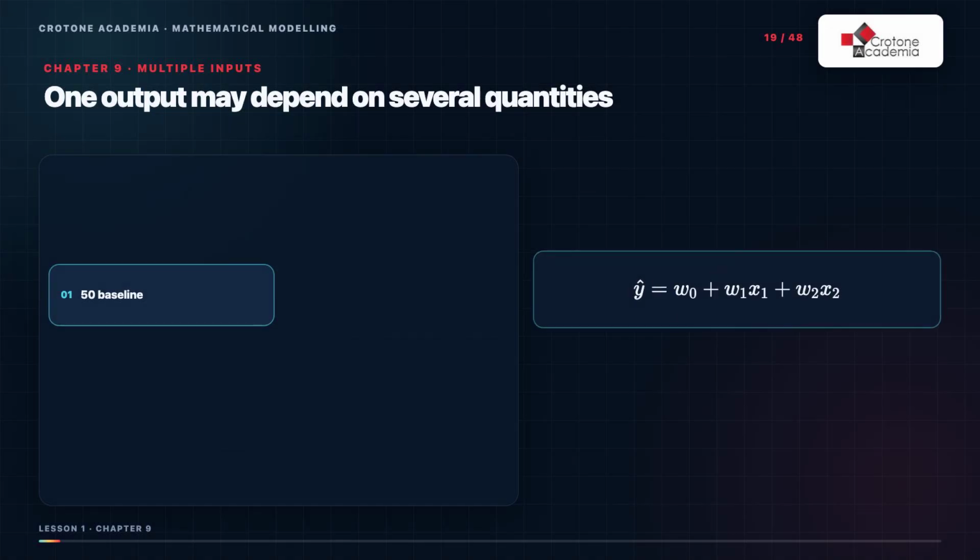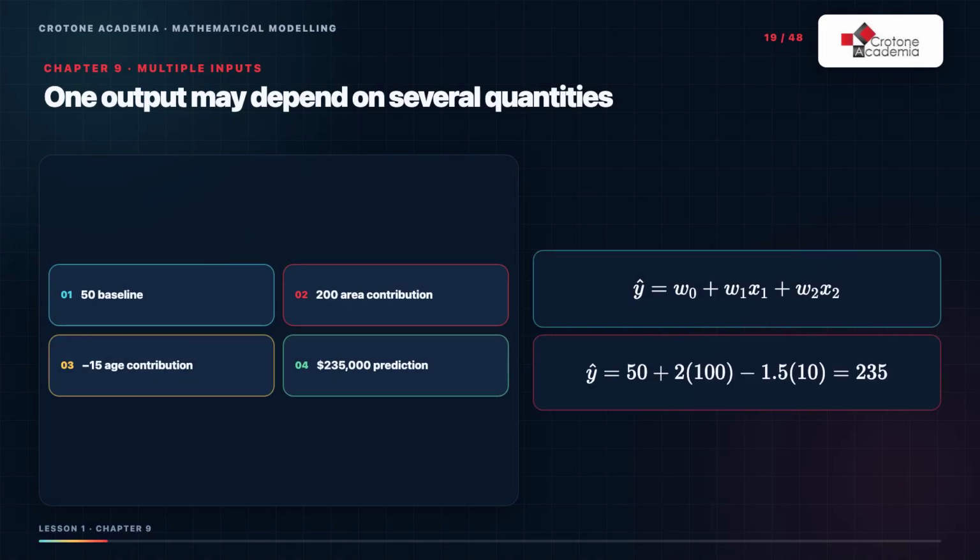A house price model may use floor area x1 and age x2 to predict price y. Choose y hat equals w0 plus w1 times x1 plus w2 times x2. Suppose the parameters are 50, 2, and negative 1.5, with price measured in thousands of dollars. For a floor area of 100 and an age of 10, the prediction is 50 plus 2 times 100 minus 1.5 times 10. The three contributions are a baseline of 50, an area contribution of 200, and an age contribution of negative 15. Their sum is 235, meaning $235,000.